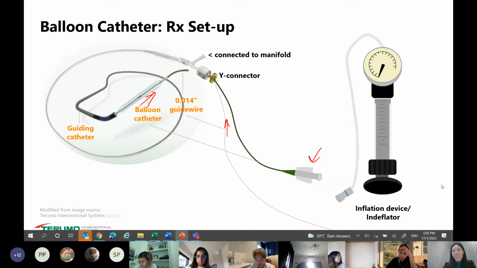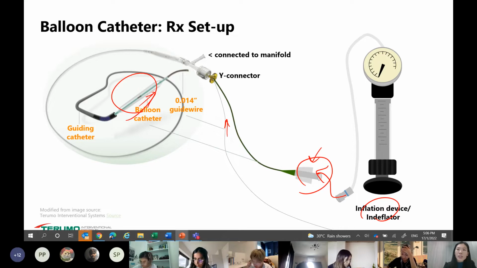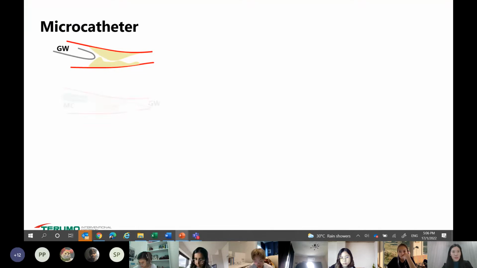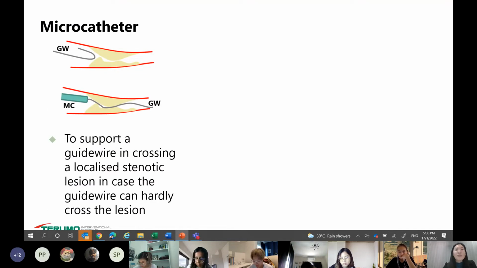And one thing to note is how you expand the balloon here. There's this device called the indeflator. An indeflator is basically a device that can be attached to the balloon lumen. So you attach it here, and then you increase the pressure. So you see this gauge. When this gauge goes up to like 12 atm, 20 atm, you will be able to know how much the balloon has expanded. So the indeflator is used to expand the balloon. Okay, so that's for the balloon.